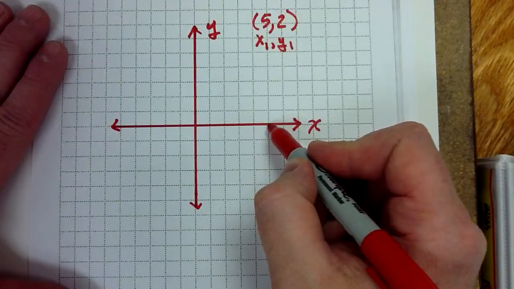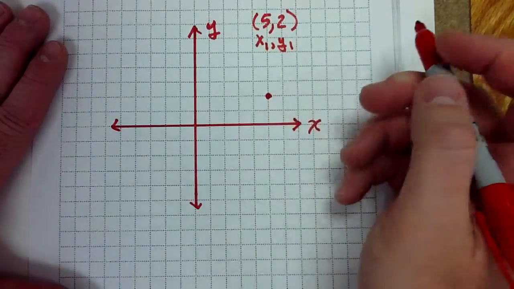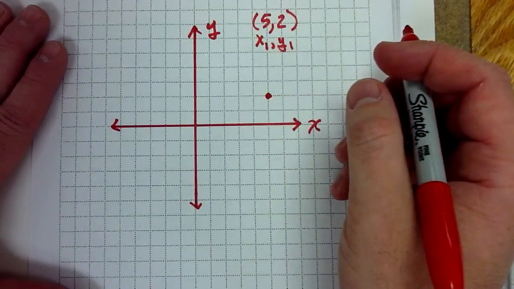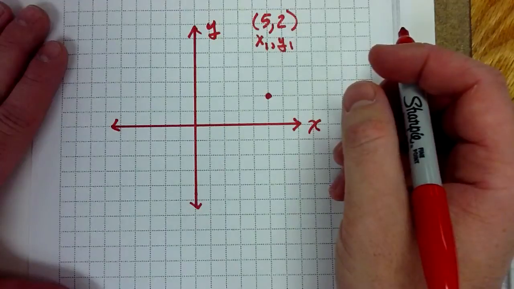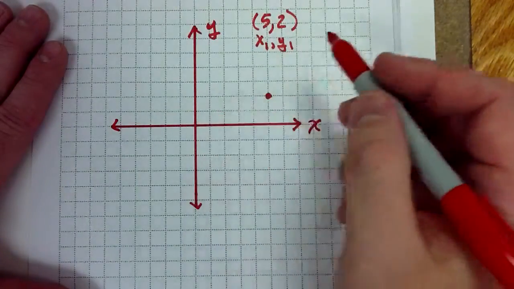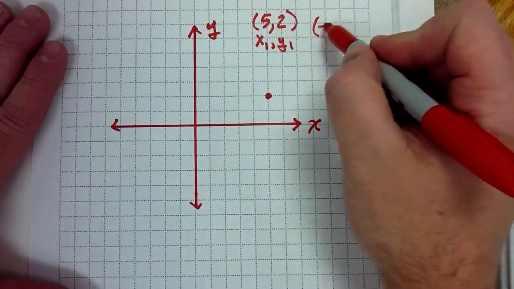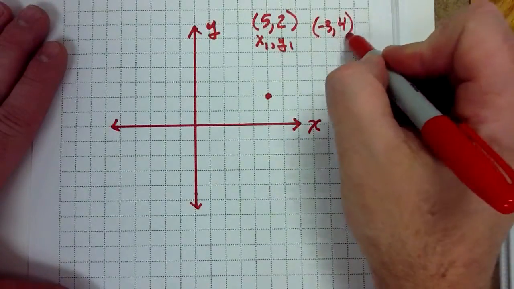My second coordinate is y. It's positive 2, so I'm going to go up 2. 1, 2, and I'm going to plot my point. The next ordered pair that I have is going to be -3, 4.